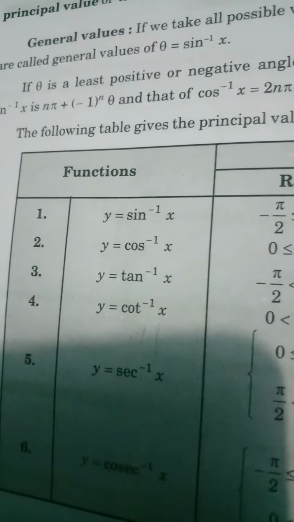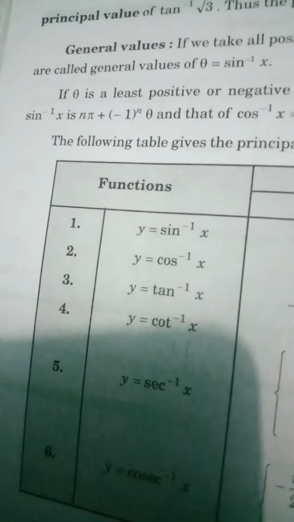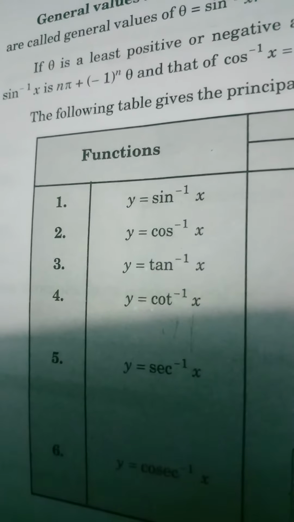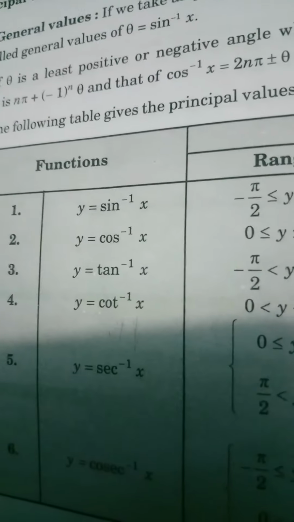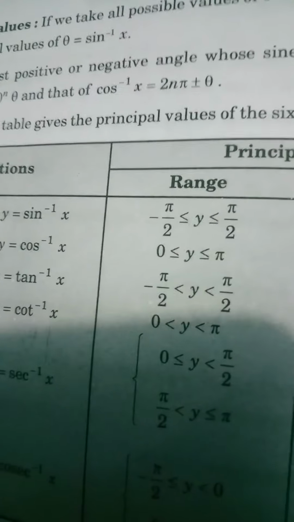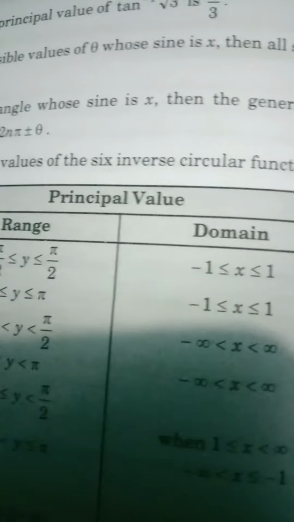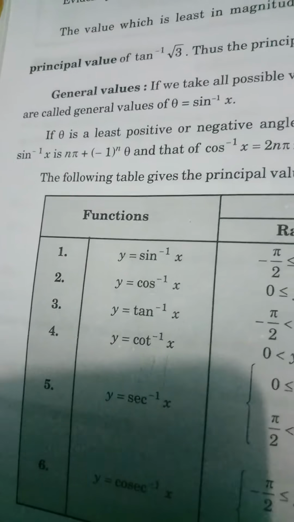If theta is the least positive or negative angle whose sine is x, then the general value of sin inverse x is n pi plus minus 1 to the power n theta, and that of cos inverse x is 2n pi plus minus theta. If we take all possible values of theta whose sine is x, then all such values are called general values of theta equal to sin inverse x.